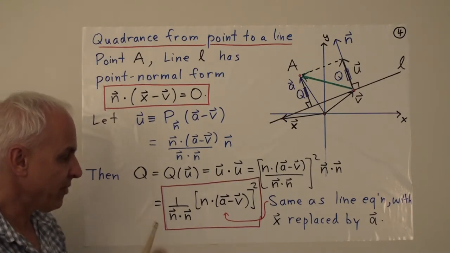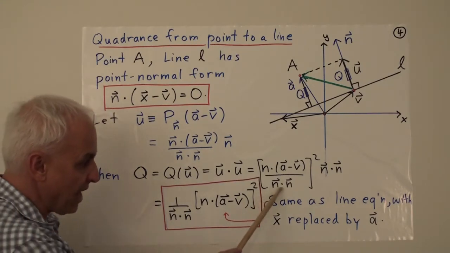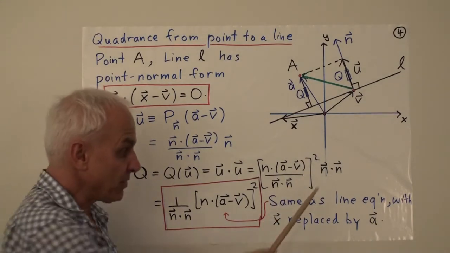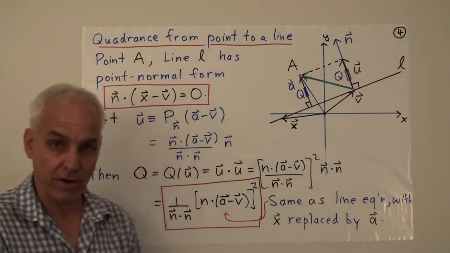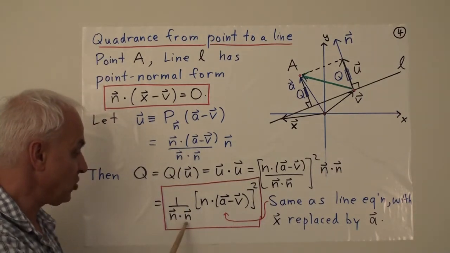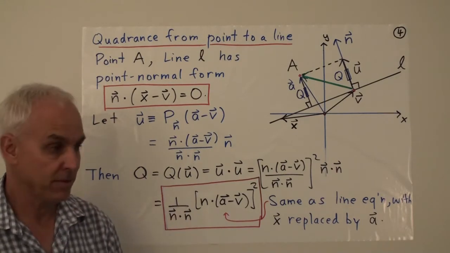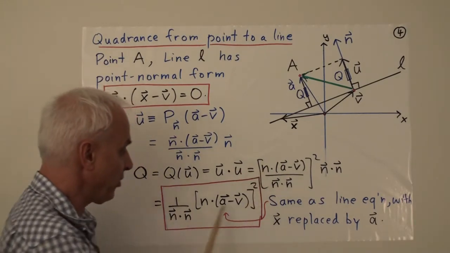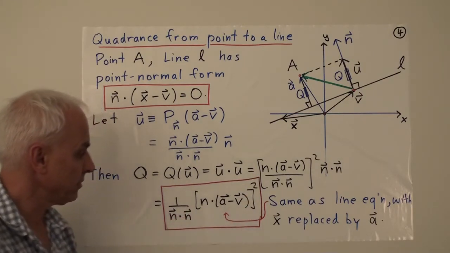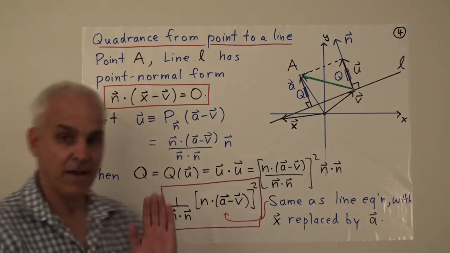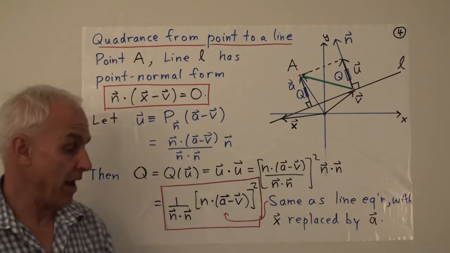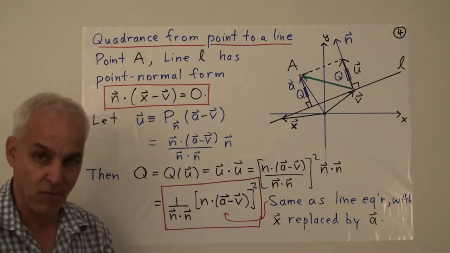Now let me rearrange that just a little bit, noting that this n dot n factor down here in the denominator is squared, and there's a similar factor up here in the numerator. So there's a bit of cancellation, and we just get a single n dot n in the denominator. And up here in the numerator we have n dot a minus v, all of that squared. So the answer is a number, and it's quite a nice formula that I want you to stare at for a little while and become familiar and comfortable with.